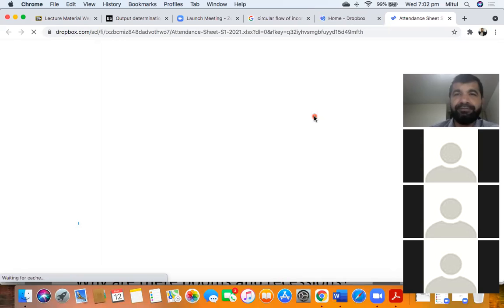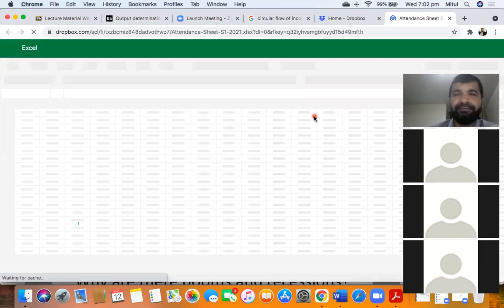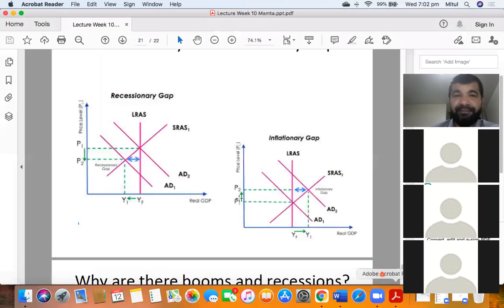Sorry, sir. What was the alternate to the recessionary gap on those graphs just there? Sorry? What was the other graph? You had the recessionary gap. Oh, yeah, that one. Inflationary. Thank you.